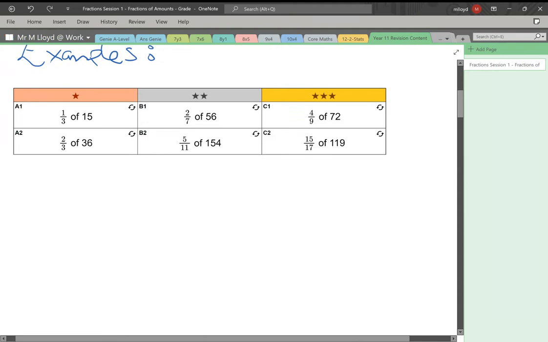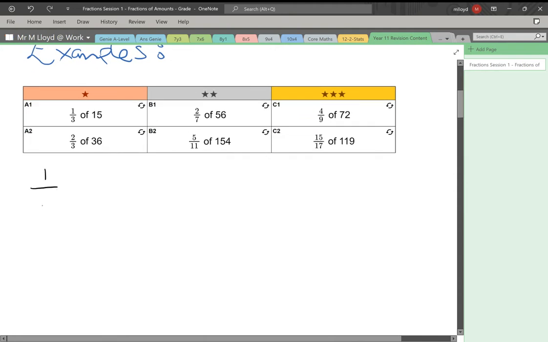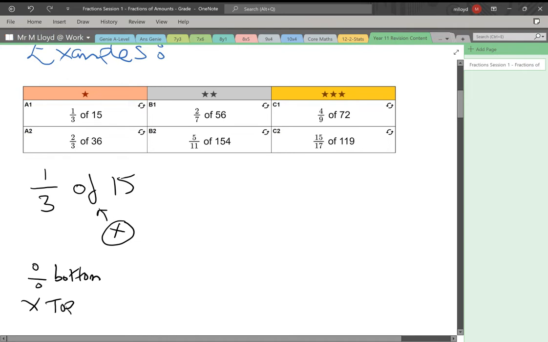So here are our examples. When we have a fraction of an amount, like, say, 1/3 of 15, the "of" means that we're going to multiply. What we actually do is we end up dividing by the bottom, and we will multiply by the top. And that will get us to our answer.